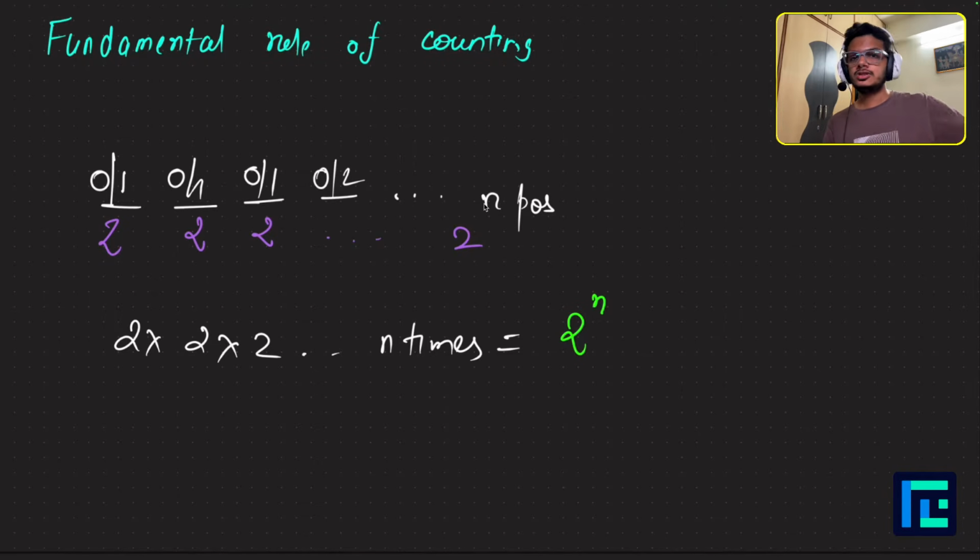Why? Because we have n positions to fill, and for each position we have two possible options, either put 0 or 1, and we have to fill all the positions. So one by one we have to fill. If you remember that OR and AND concept, we have to fill the first position and second position and the third position, and so on, right? So when we have AND, we multiply. That's why 2 into 2 into 2, and so on, n times, so it's 2 power n.